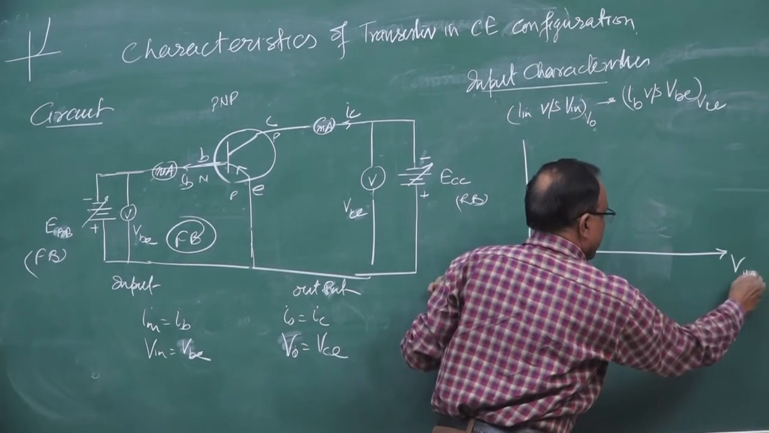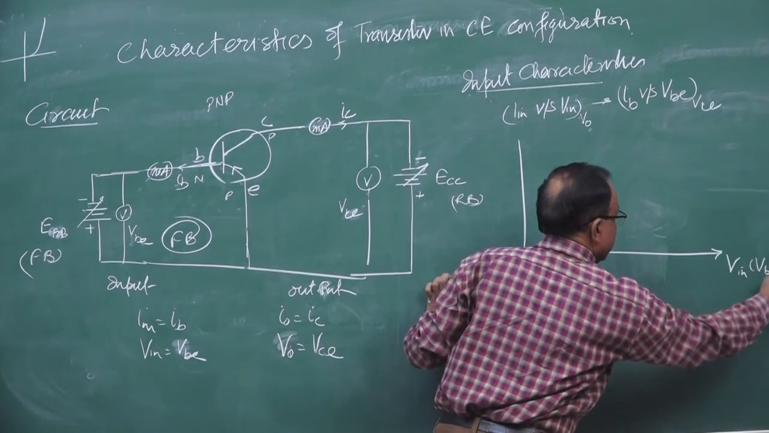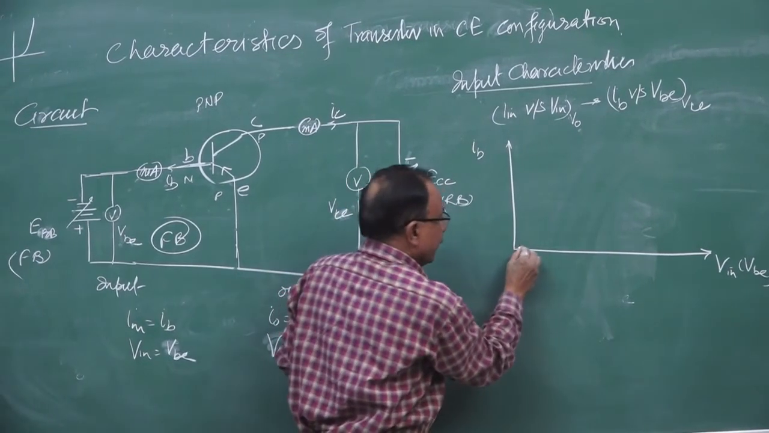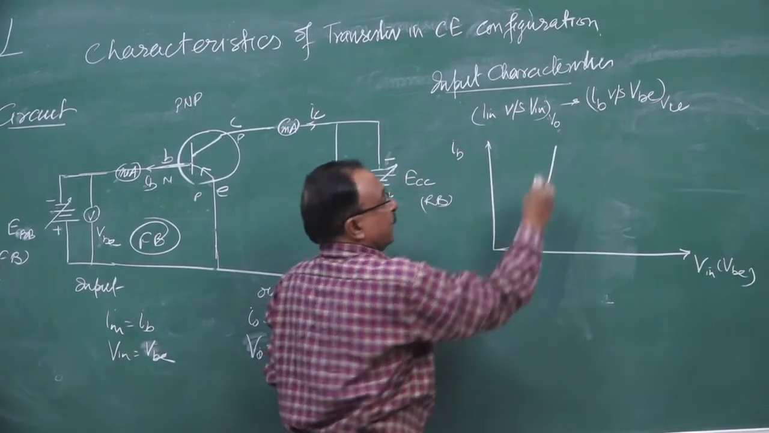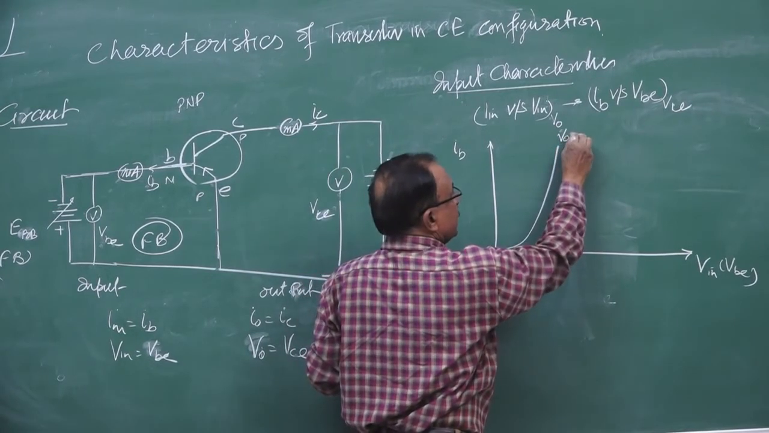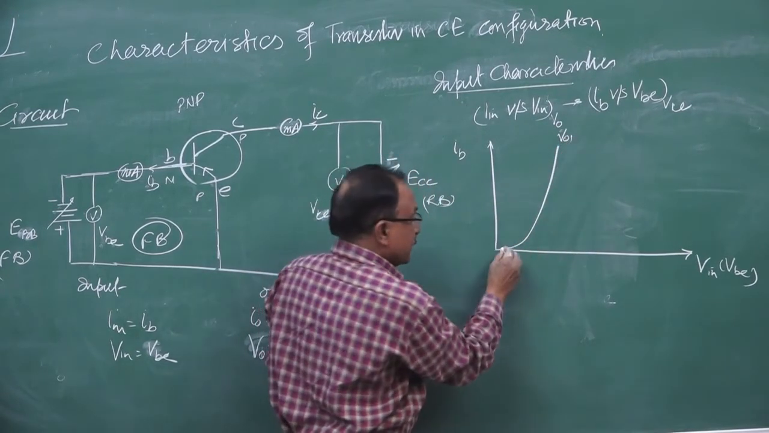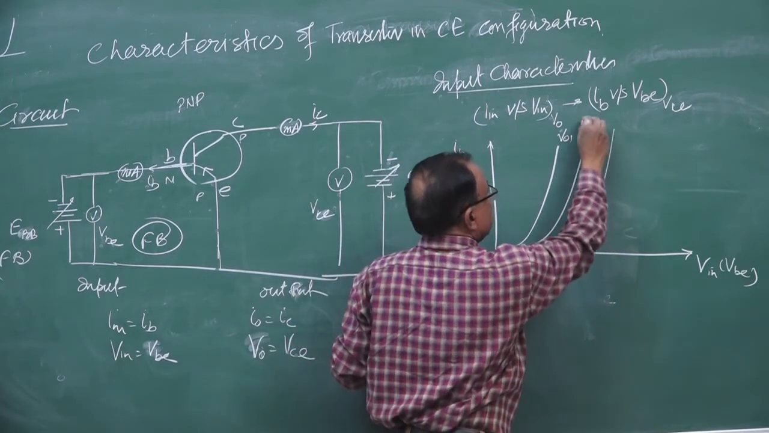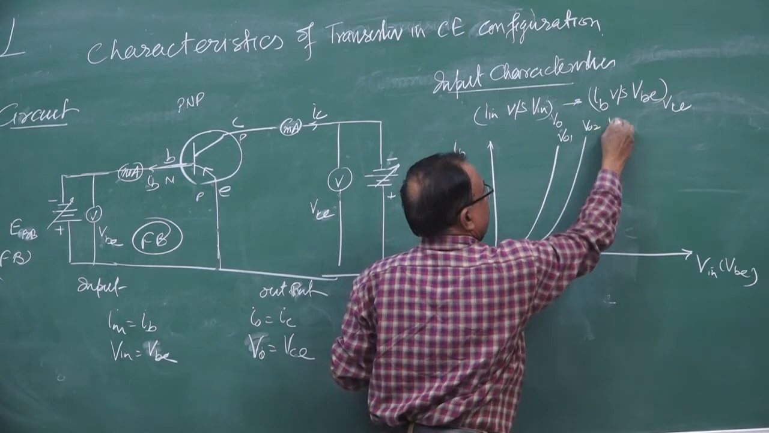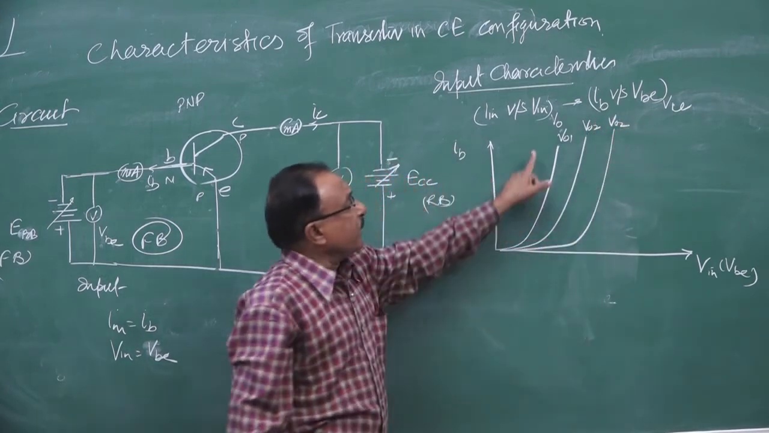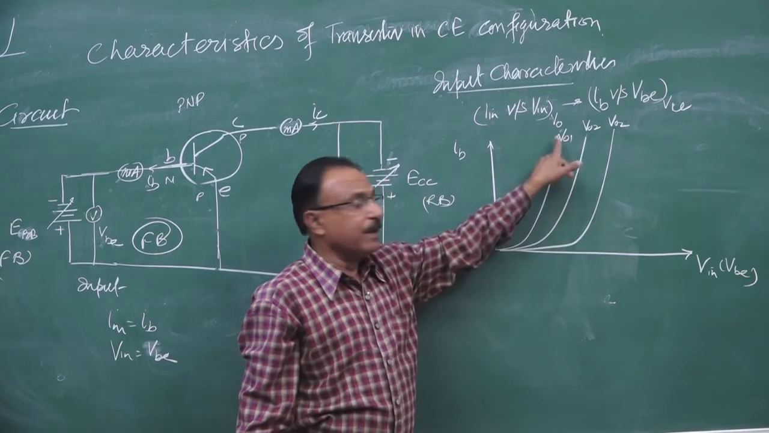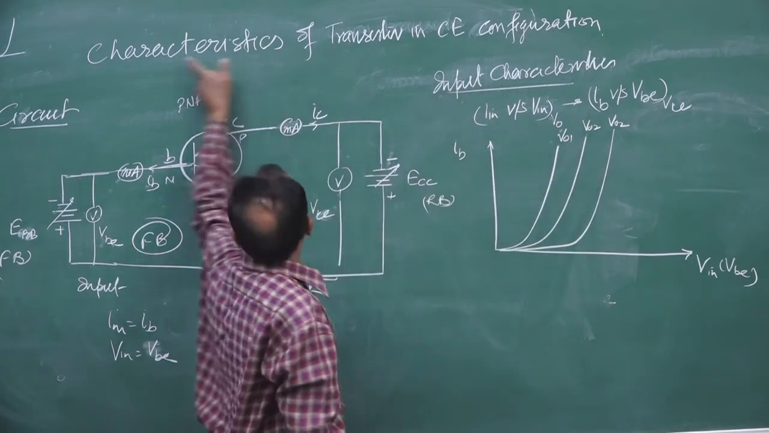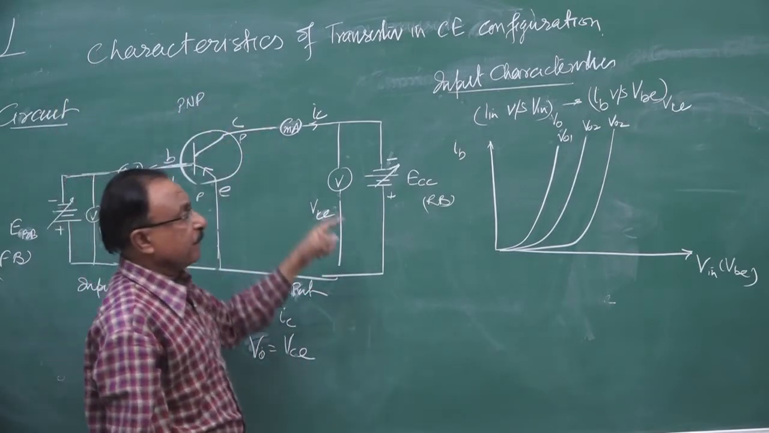Here we take input voltage, which is VBE, and input current, that is IB. The graph will go this way. At constant output voltage V1, if we increase the voltage, it will be a little bit more, and if we further increase the output voltage, it will be a little bit more. So at different output voltages, we get just similar graphs, same as that of the forward bias PN junction.